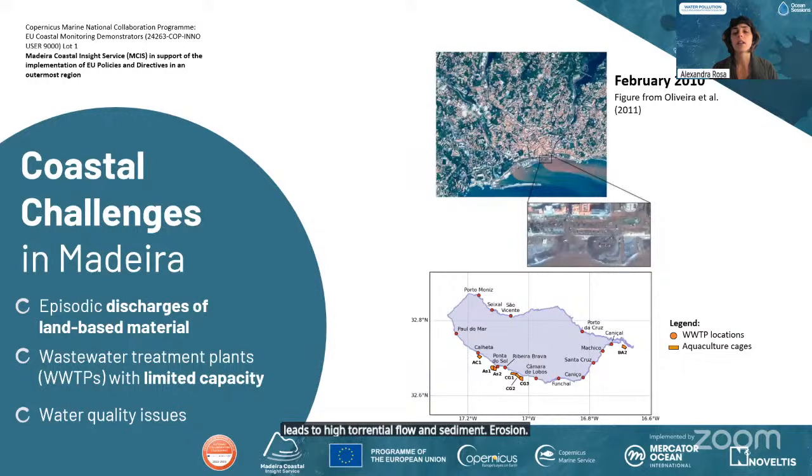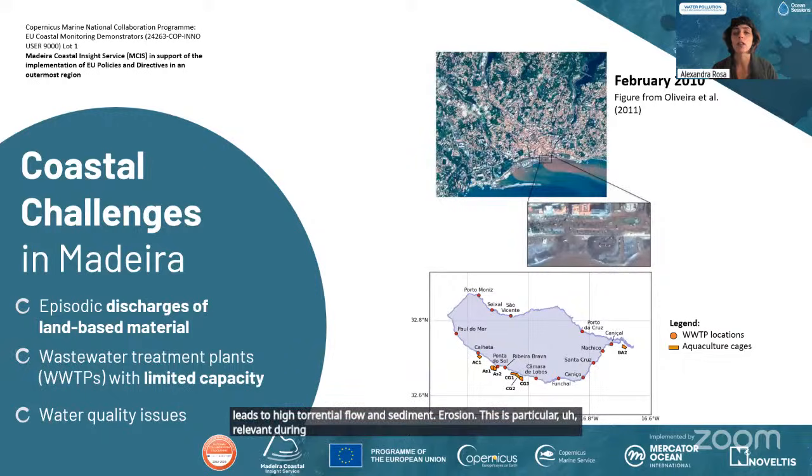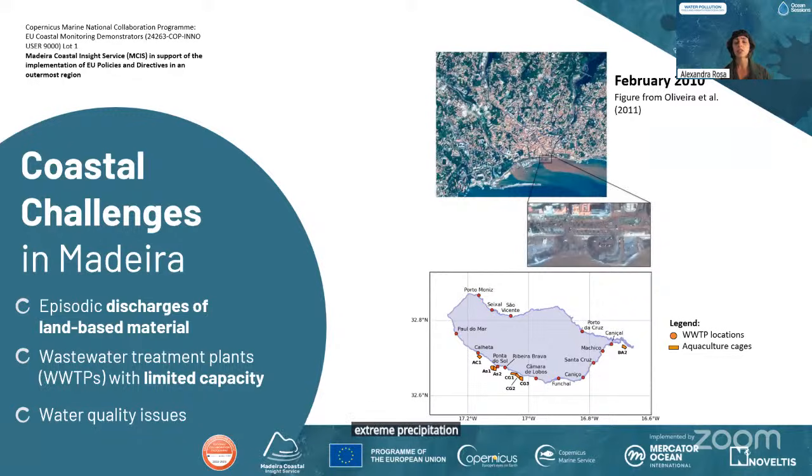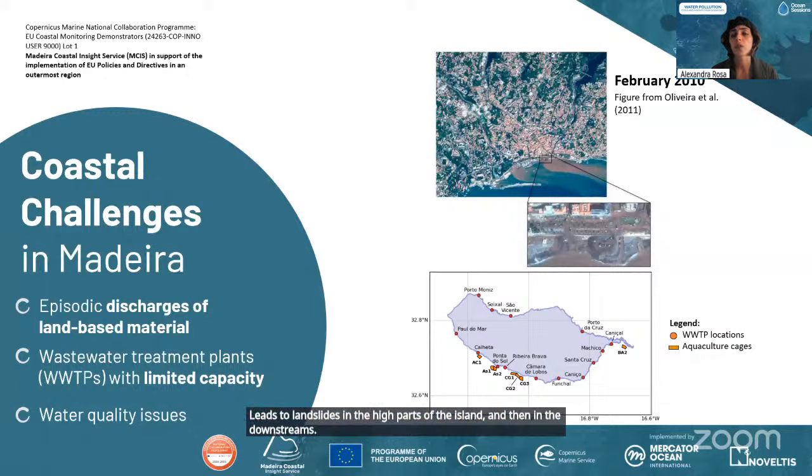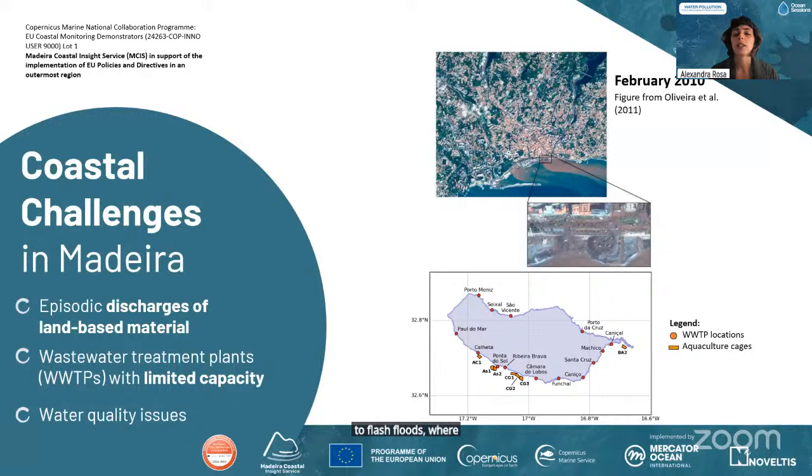This is particularly relevant during intense or extreme precipitation events, such as the one that occurred in February of 2010, when extreme precipitation reached the island, leading to landslides in the high parts of the island, and then downstream to flash floods, where it formed this coastal brown plume in the coastal area. A lot of human loss occurred and several damages in the main city. It is a very strong event in the memory of the Madeiran people.